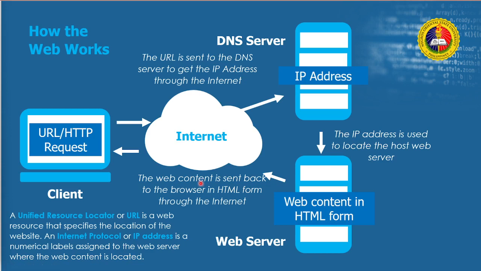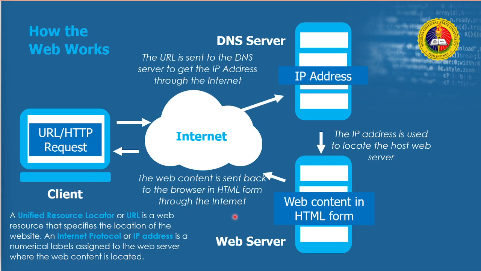Alright, anyway, again, this is just a review. So basically, it's just a cycle of processes on how the web works. The client sends a request to the DNS server to get the IP address. Once the IP address is acquired, it will be used to locate the web server where the web content is located. Once the web contents are gathered, na complete na, the web server will translate it to HTML form and then send it back to the client. Diba? So it's very easy to understand.